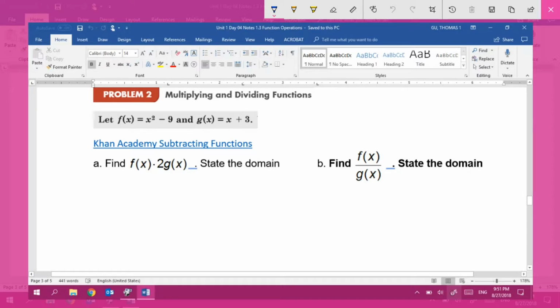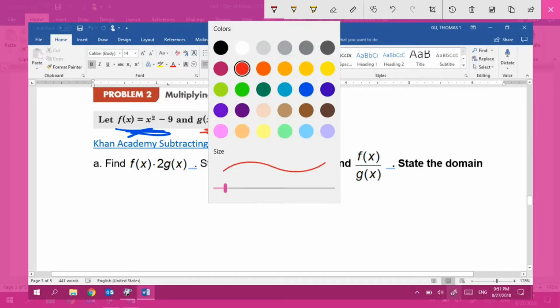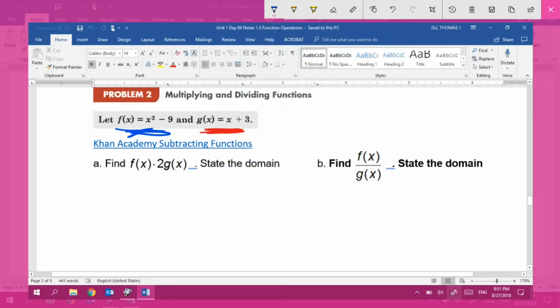So let's just see what this is saying. Let's do the color coding. There's f of x, and here's g of x. So it's telling me to do f of x times 2g of x. So f of x is x squared minus 9, so I'm going to go ahead and write that in the parentheses. x squared minus 9 times, it says 2g of x. So I'm going to put the 2, and then in parentheses, g of x is x plus 3.